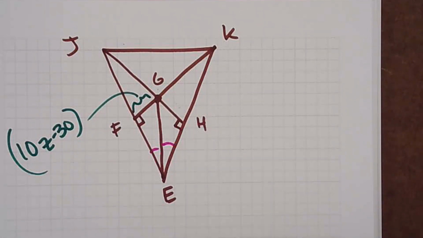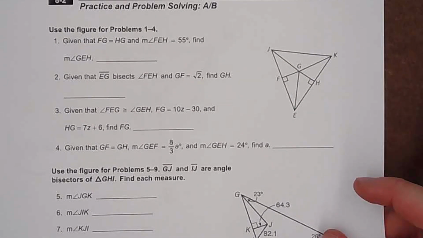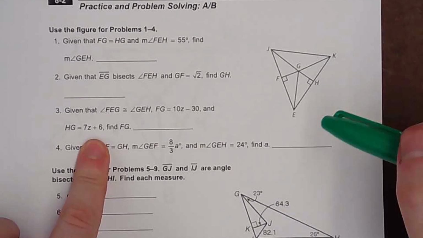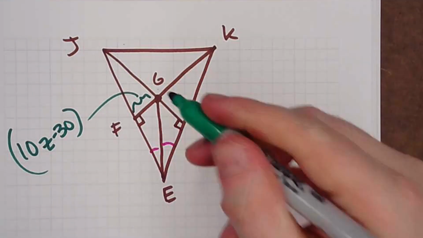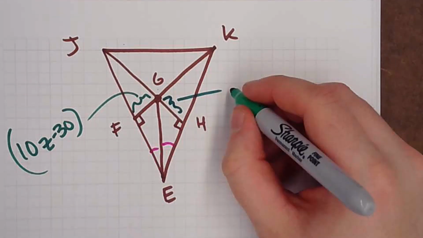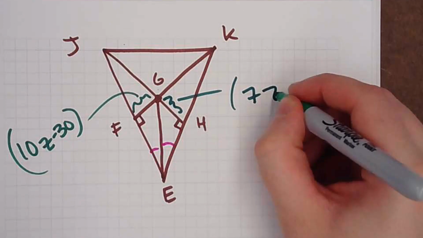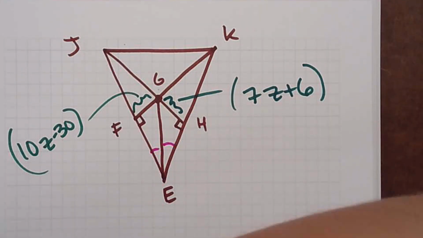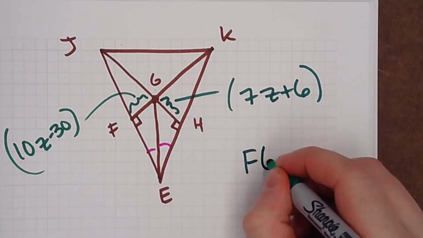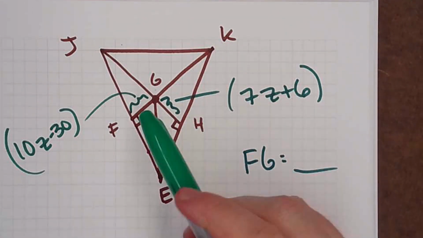And it also tells us that HG is 7z plus 6. So HG is this part. Okay, so we get the other part, this part right here. And they said it was 7z plus 6. And it wants us to find FG. So FG equals what? So we want to find the length of this.